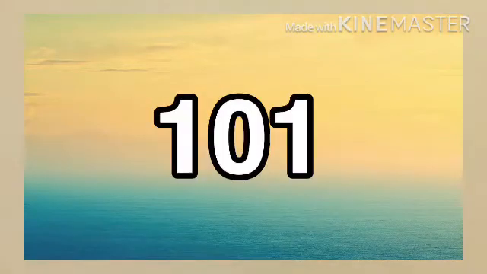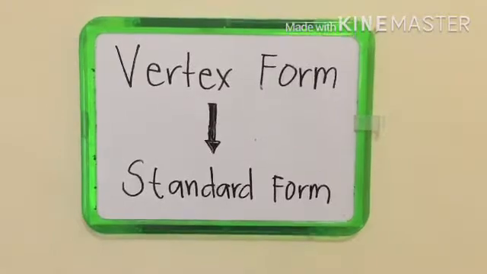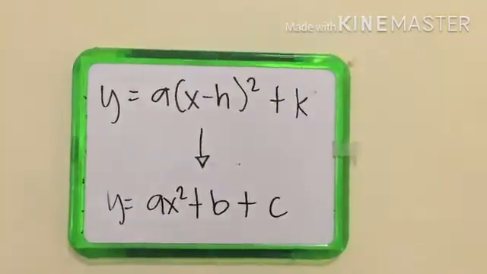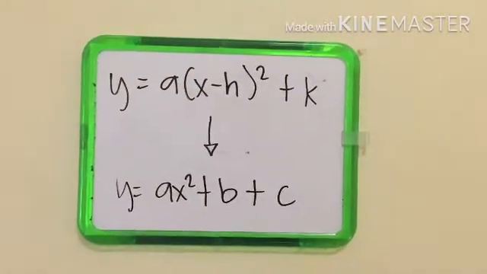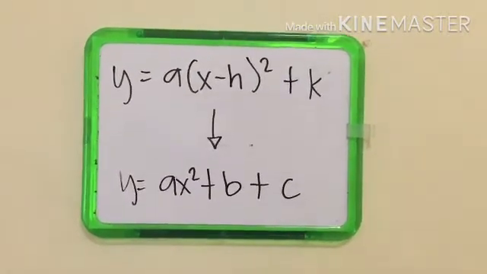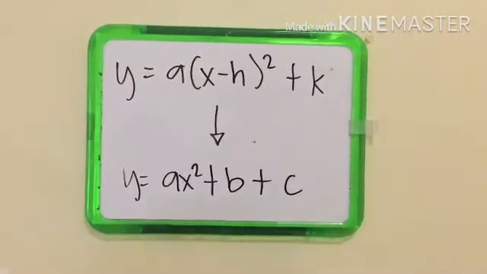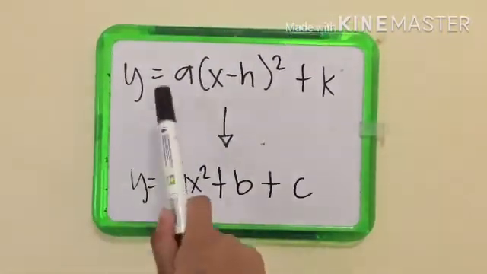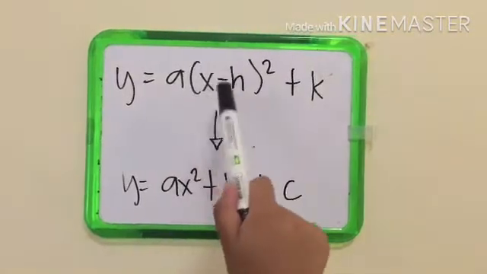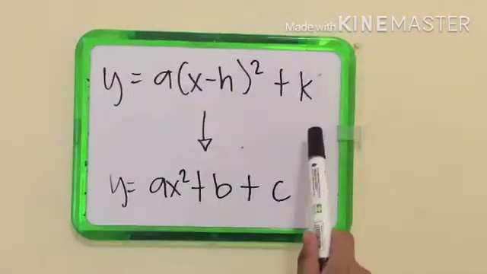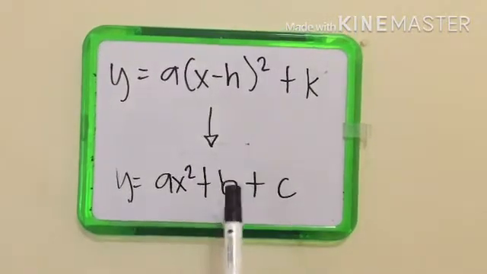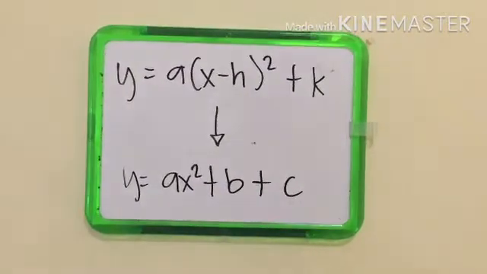Welcome to Math 101. Today our lesson is all about converting vertex form to standard form. Before we proceed to our lesson, let's have a quick review. This is what vertex form looks like: y equals a times (x minus h) squared plus k, and our standard form is y equals ax squared plus bx plus c.